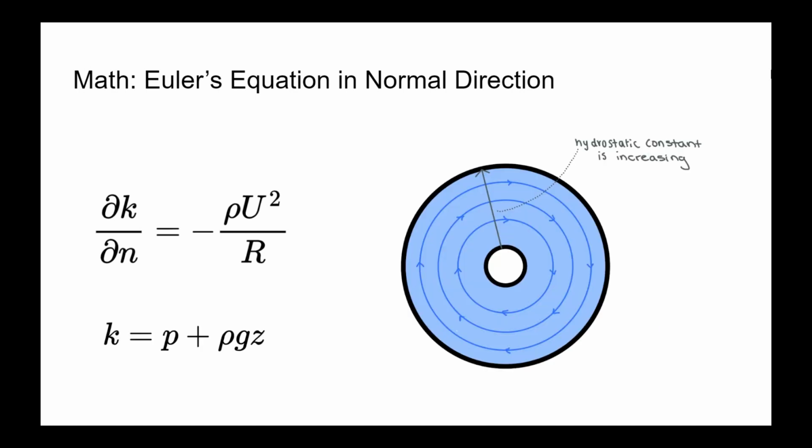Consider the case where the impeller and the turbine are rotating at the same angular velocity. The streamlines we get are concentric circles, so Euler's equation tells us that the hydrostatic constant is increasing as the radius of those concentric circles increases. Let's consider the equation for the hydrostatic constant, which is K equals P plus rho gz.